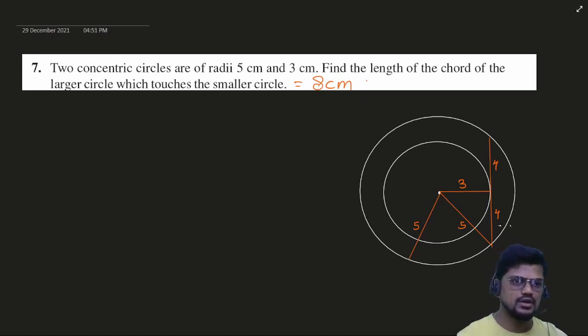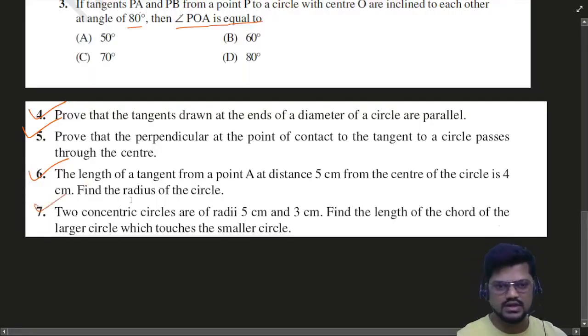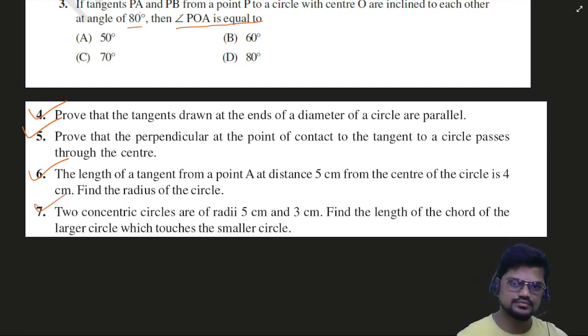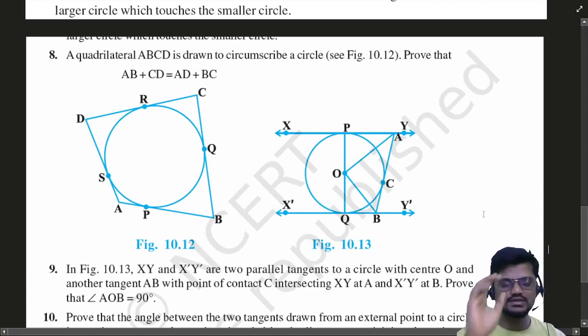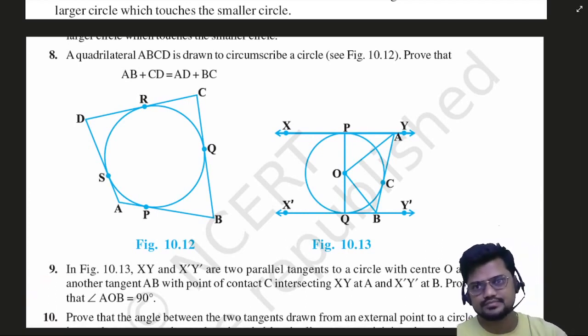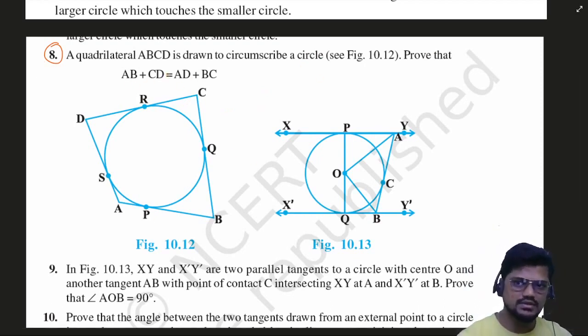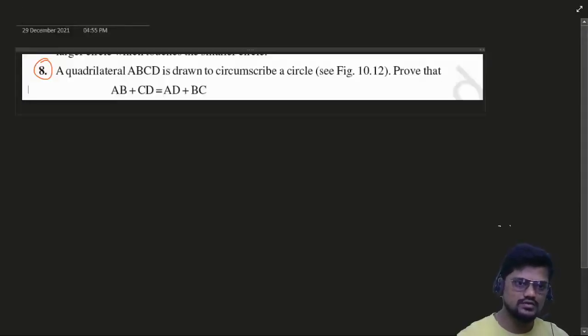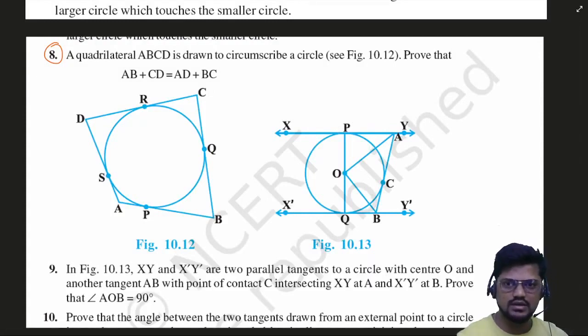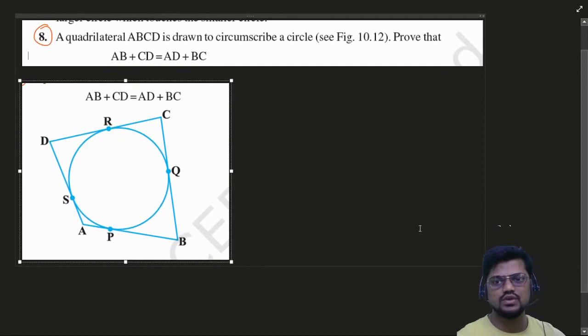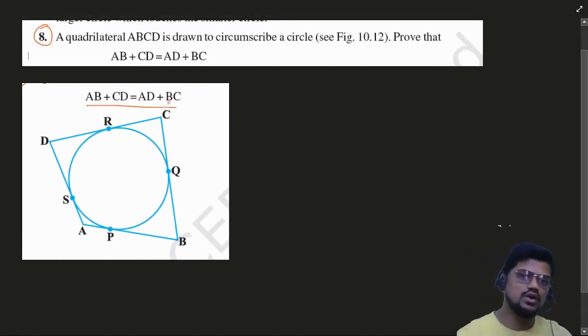Now the next question. Seventh is also done. Question number 8: a quadrilateral ABCD is drawn to circumscribe a circle. Prove that AB plus CD is equal to AD plus BC. This is my figure. It's an irregular quadrilateral drawn to circumscribe a circle. What you need to prove is that AB plus CD equals AD plus BC.